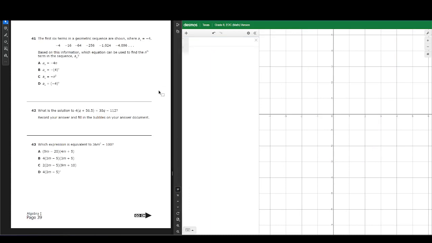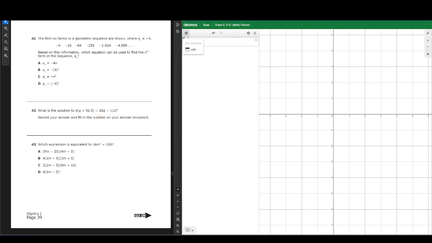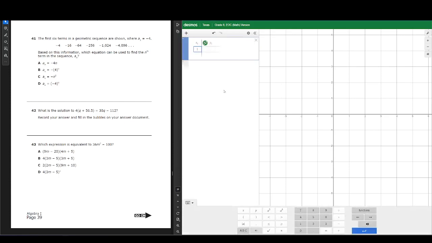First 6 terms of a geometric sequence are shown where A1 equals -4. Based on this information, which equation can be used to find the nth term? So we have -4, -16. I would start here by creating a table because we have a list of values. So remember, in a sequence, the x's are just going to go 1 through 6.